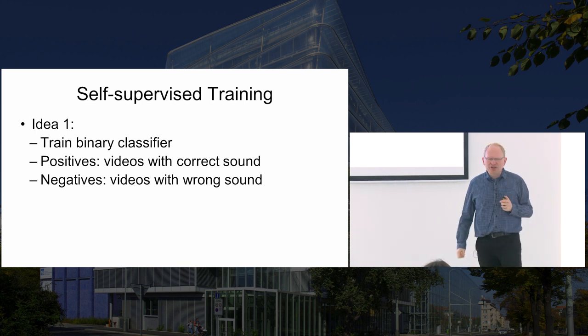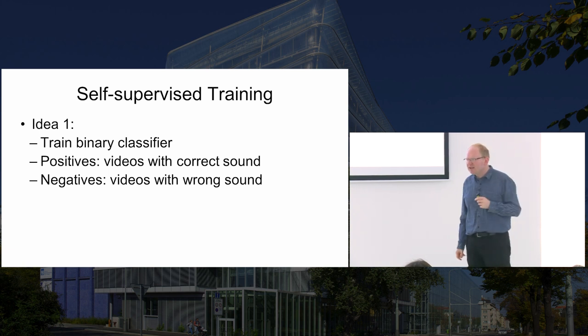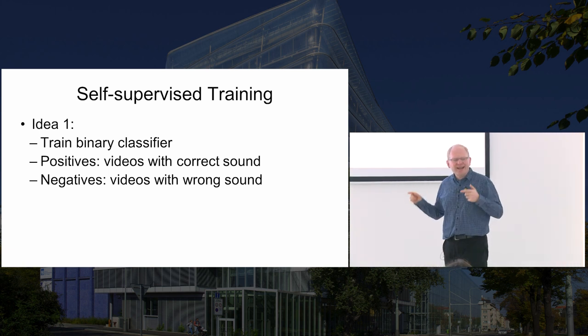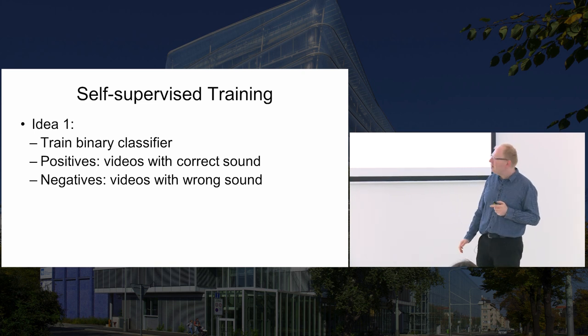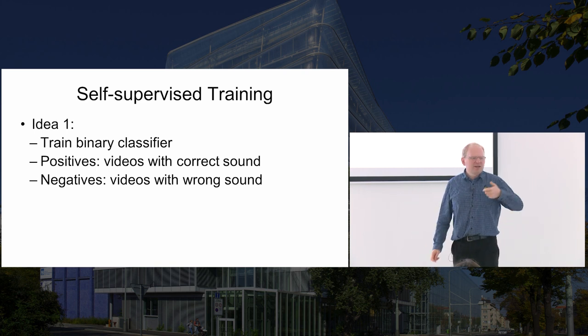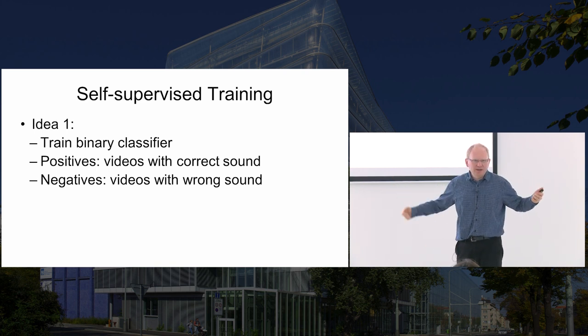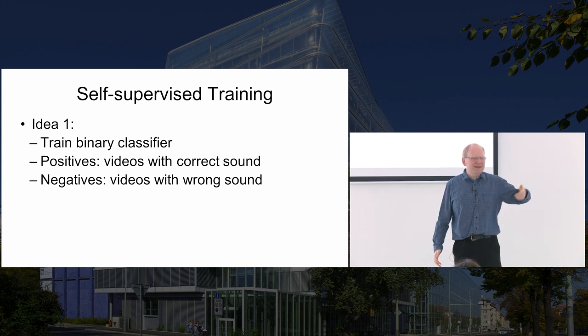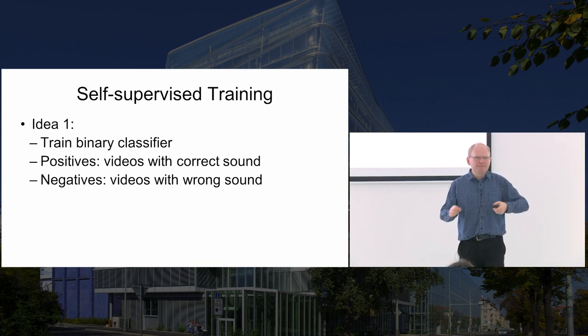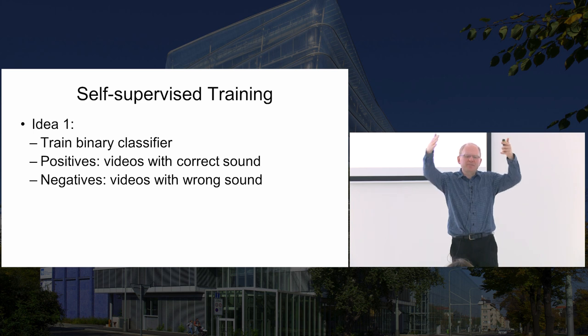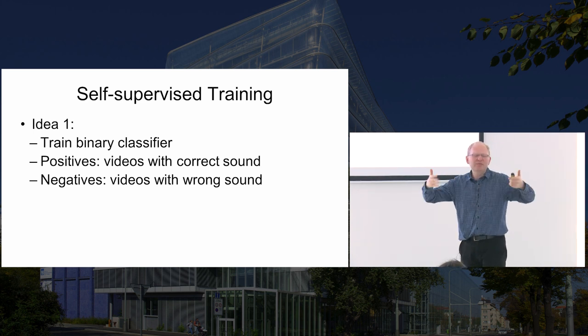This, unfortunately, doesn't work well at all. And the reason it doesn't work well at all is because, again, it's a problem of cheating. Because if you take a random video and a random audio, the video could be me giving a talk, and the audio could be some sound from a restaurant, for example. You just look at the picture, you look at the people sitting and listening, and you know that this is not a restaurant.